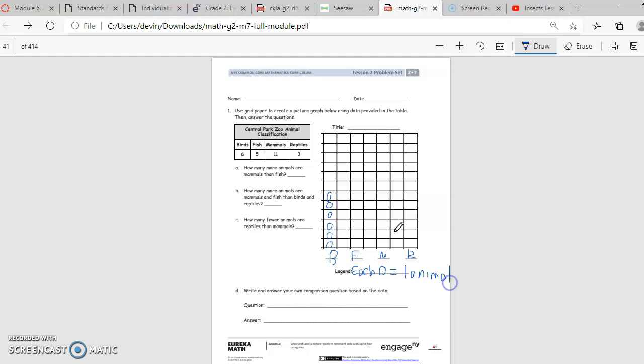Okay, so we'll answer A, B, and C. How many more animals are mammals than fish? So you would do mammals. You can see here it's 11, or you could count these when you have it in. See that it's 11. And how many more means we're taking away. 11 take away fish, which is 5, so 11 take away 5 is 6.